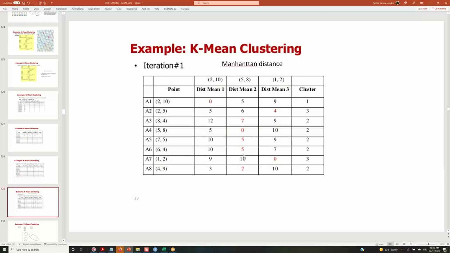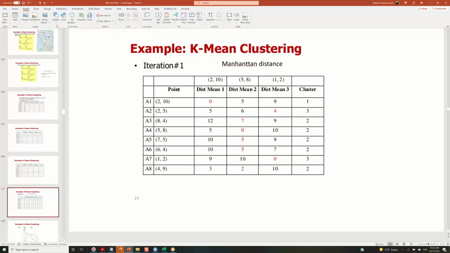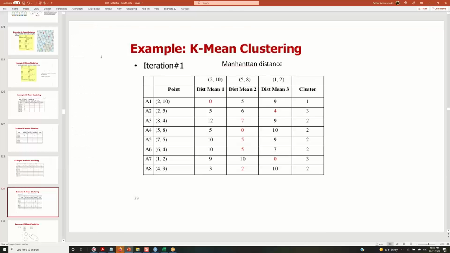You good? Yes. So our question is this. Which of these 8 points are closer to which of the means? That's the question we answer.